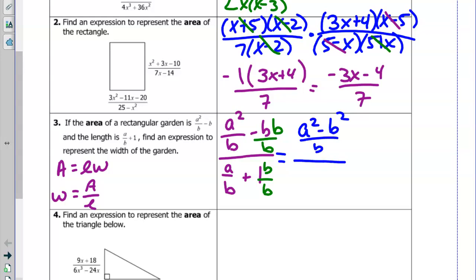What do we have in the bottom? Oh, so we would have a over b plus what did you say? So we have a plus b, so a plus b over b. Wait, what is that? That one just becomes b. This is 1. Does that make sense?